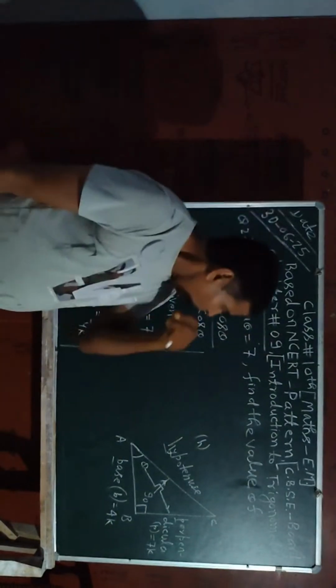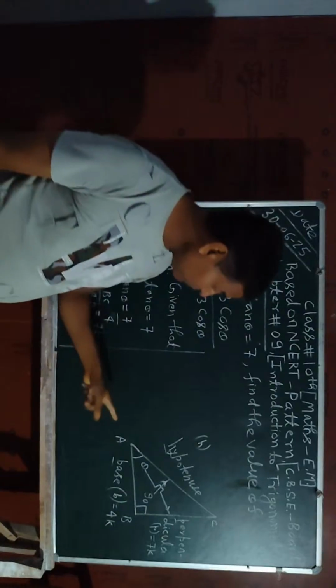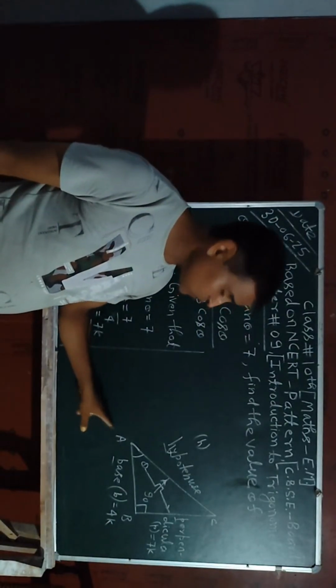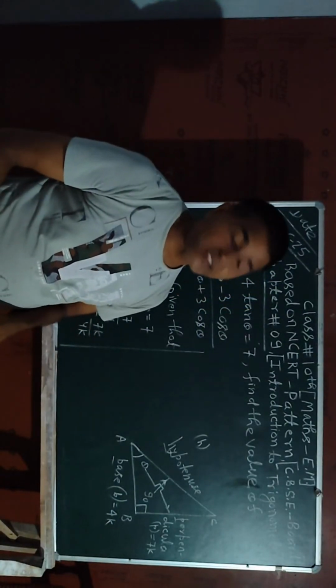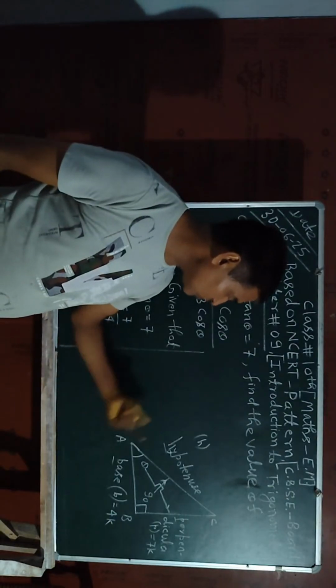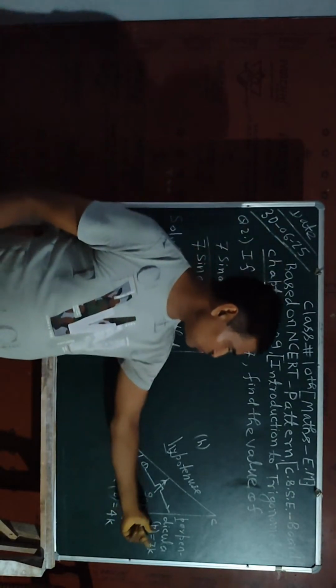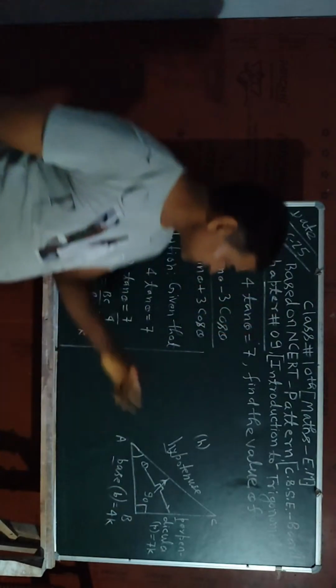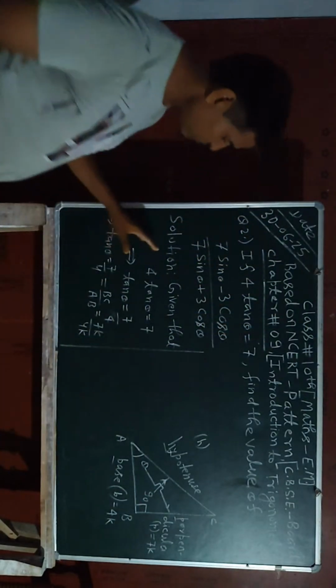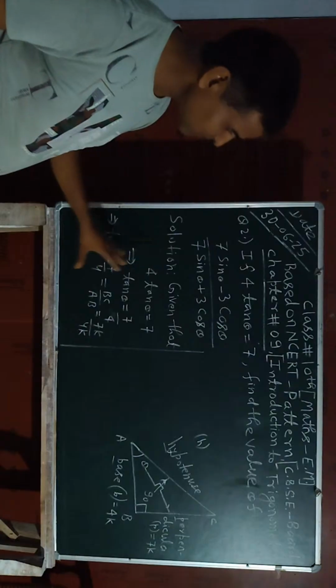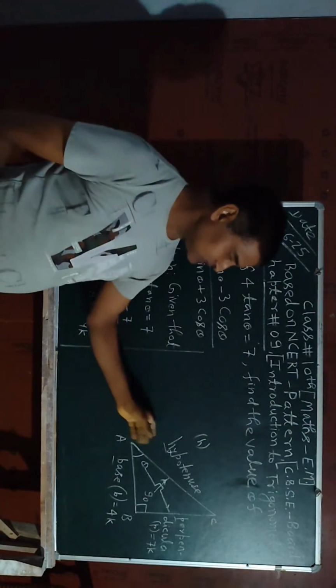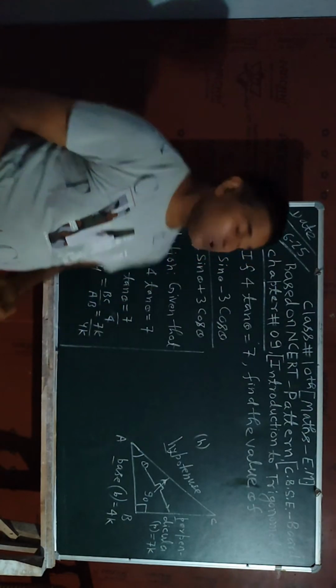Now, we will use the Pythagoras theorem, which is applied in a right angle triangle, because hypotenuse squared is equal to base squared plus perpendicular squared. That concept I will use here. Now I will erase this information to get the value of h, the hypotenuse, by using the Pythagoras theorem.